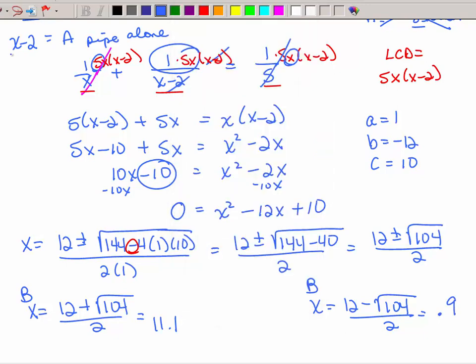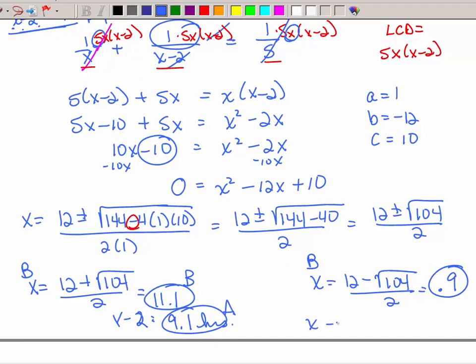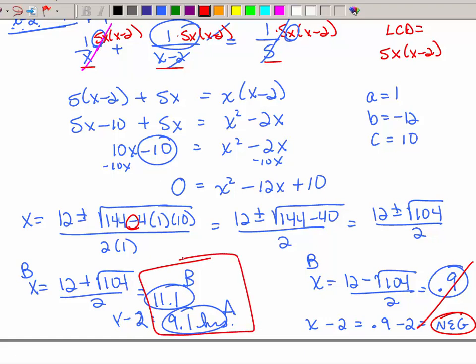Now that was pipe B, but pipe A up here says x minus 2. So if this is x, then x minus 2 is going to be, so 11 minus 2 is about 9.1 hours. Right? So we have pipe A and pipe B. Now, if pipe B is 0.9, x minus 2, that's 0.9 minus 2, and that is negative. So even though 0.9 was positive, we still can't use it because we end up with a negative answer for pipe A. So the only two acceptable answers are approximately 11.1 hours for pipe B and 9.1 for pipe A.